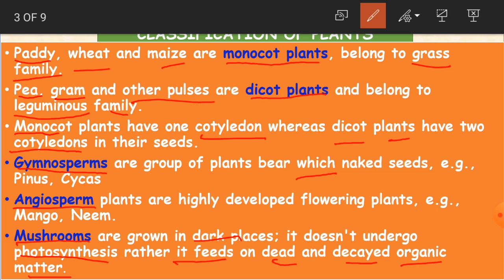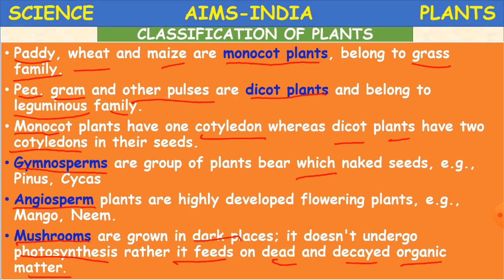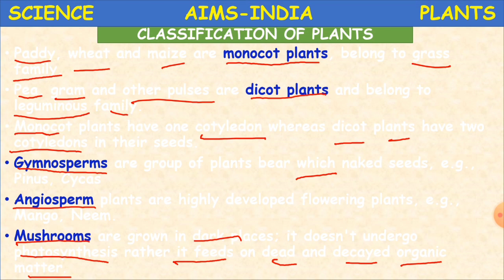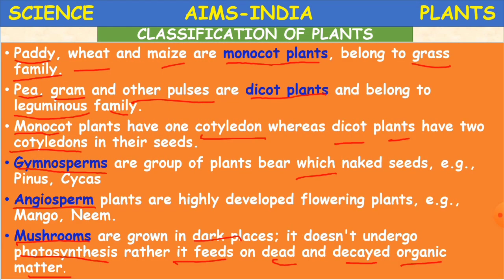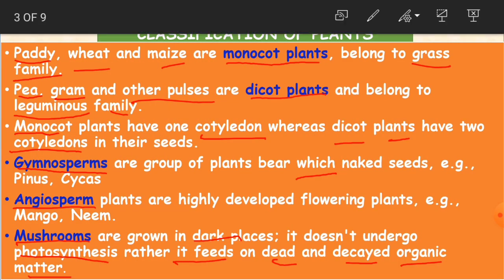Okay, children, these are the characteristics of plants. Like we have got monocot plants which belong to the grass family. We have got dicot plants, okay, which belong to the leguminous family, and we have got one cotyledon in monocot plants and two cotyledons in dicot plants.